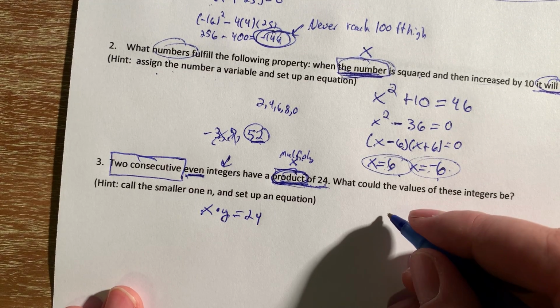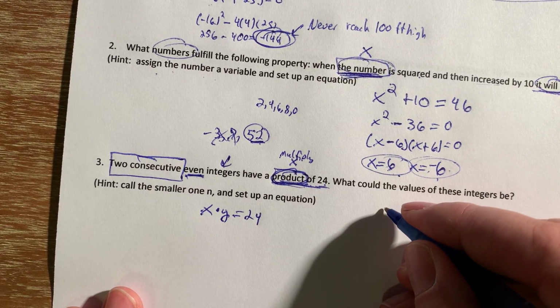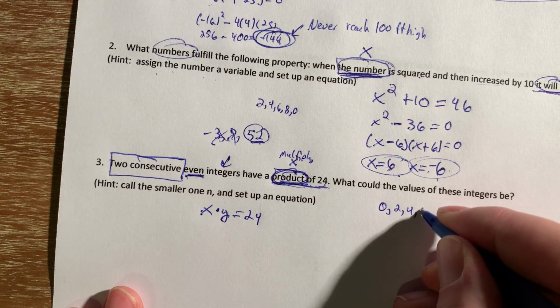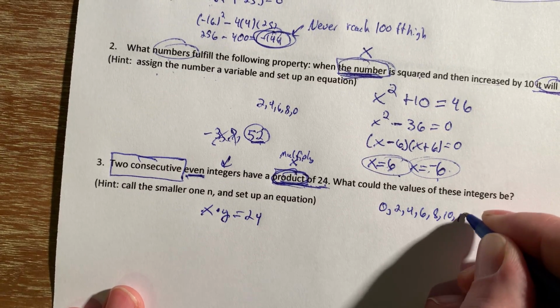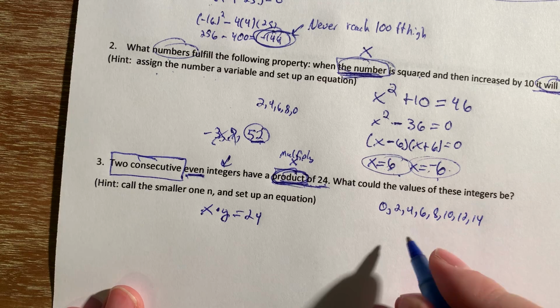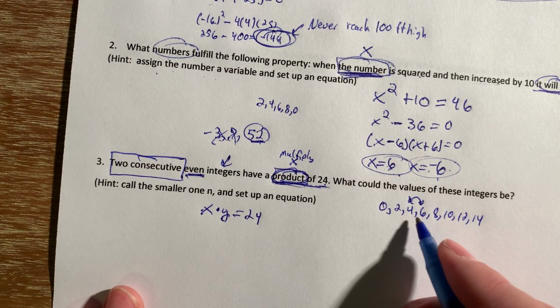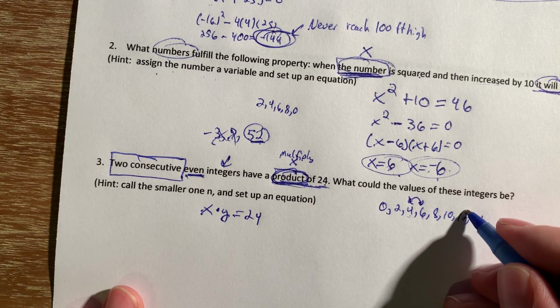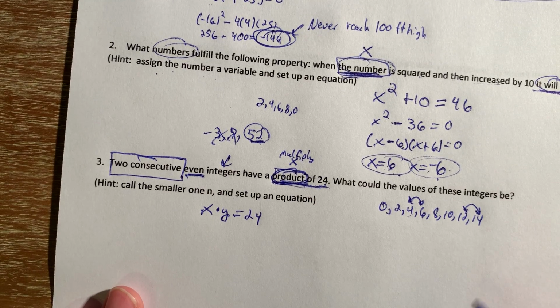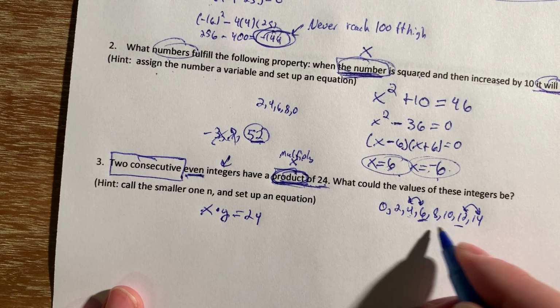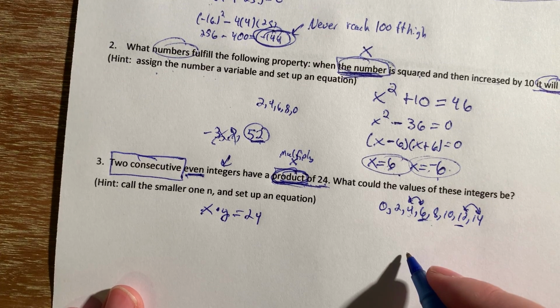So like the even integers go 0, 2, 4, 6, 8, 10, 12, 14. Consecutive means they come right after the other. So 4 and 6 are consecutive even integers. 12 and 14 are consecutive even integers. But 6 and 12 are not, because they're not next to each other.